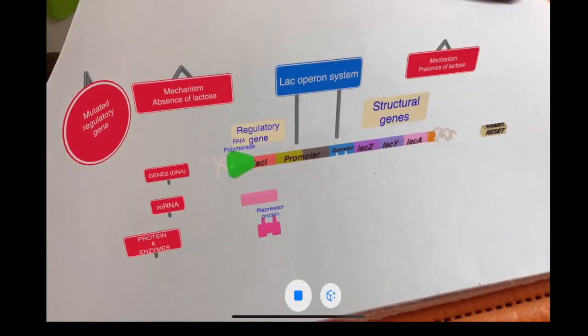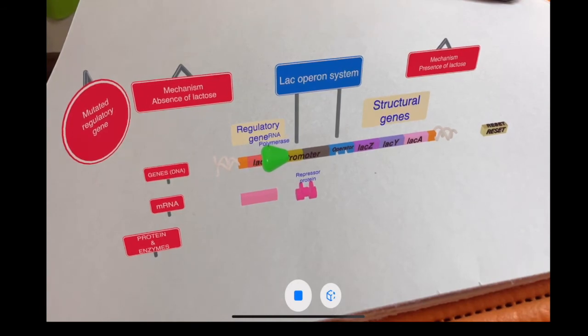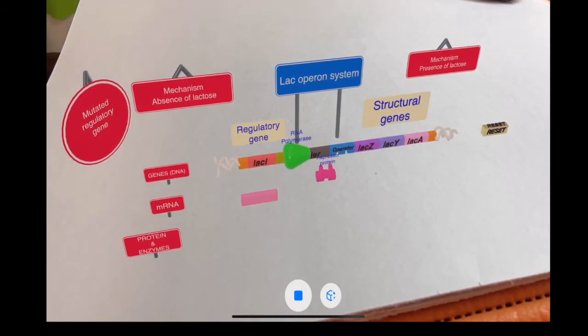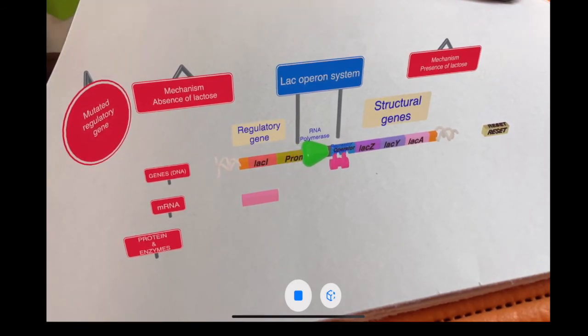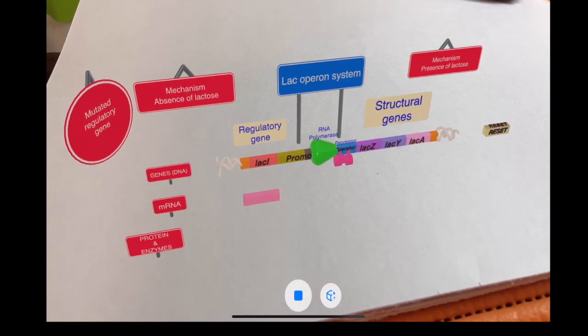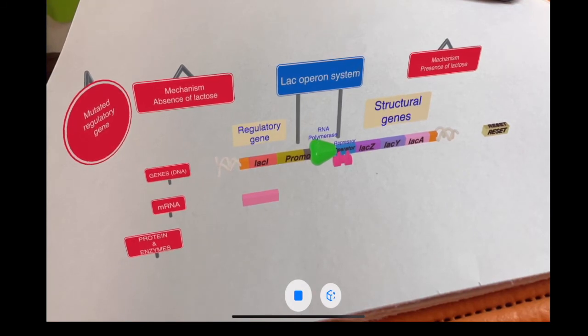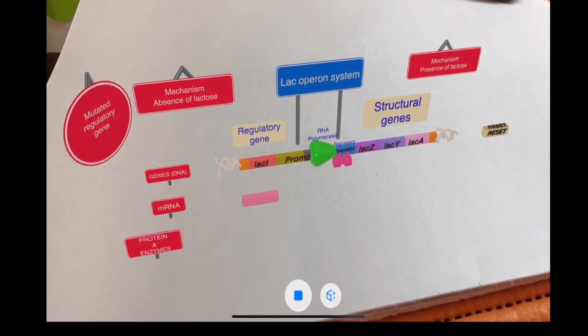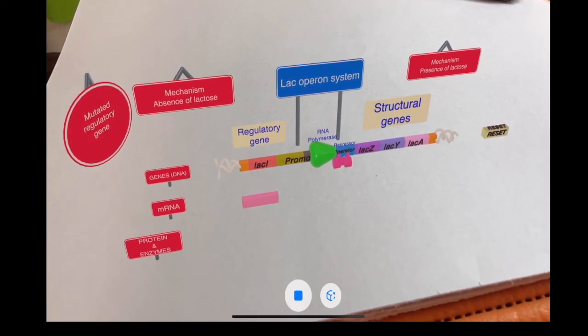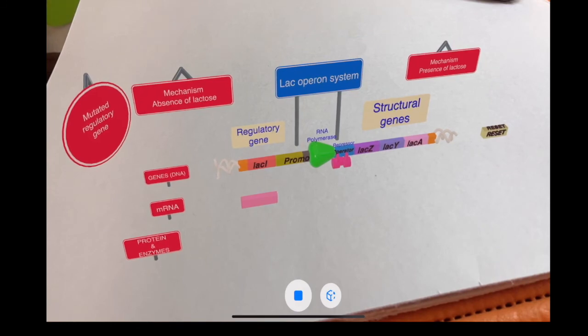In the absence of lactose, regulatory gene lacI is transcribed and translated into repressor protein. Repressor protein binds to the operator to prevent RNA polymerase from binding to the promoter. No transcription of structural genes and no enzymes are produced. The lac operon system is switched off.